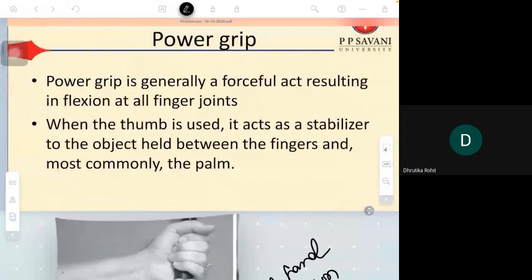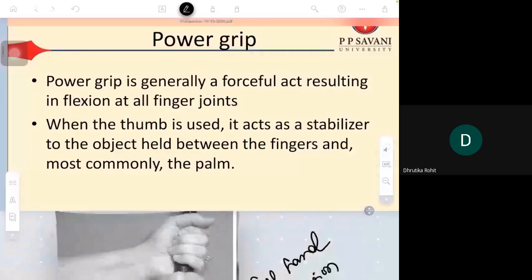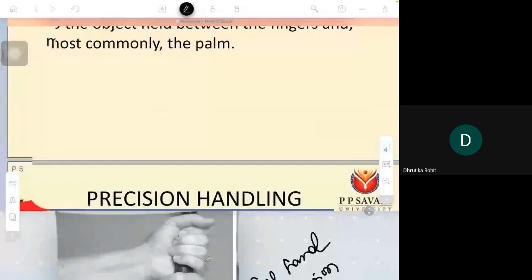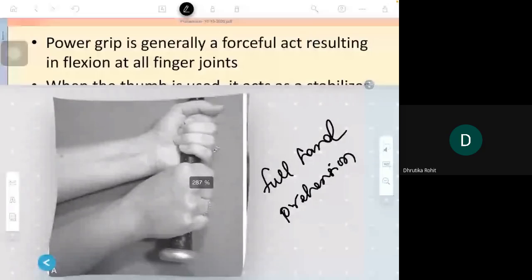Power grip is generally a forceful act resulting in flexion at all finger joints. If you see the diagram, flexion has occurred at all the joints of the fingers, that is MCP, PIP, and DIP. Power grip is generally a forceful act resulting in flexion at all finger joints.